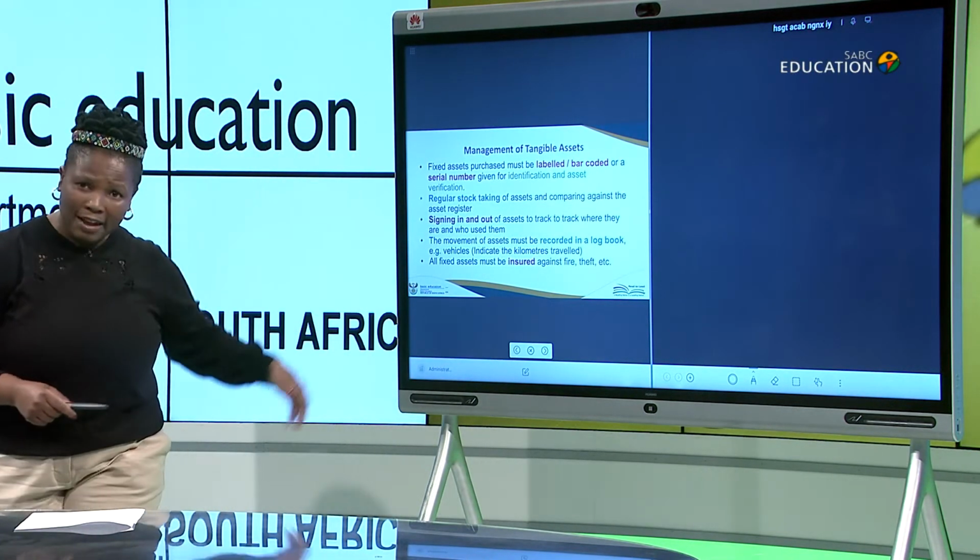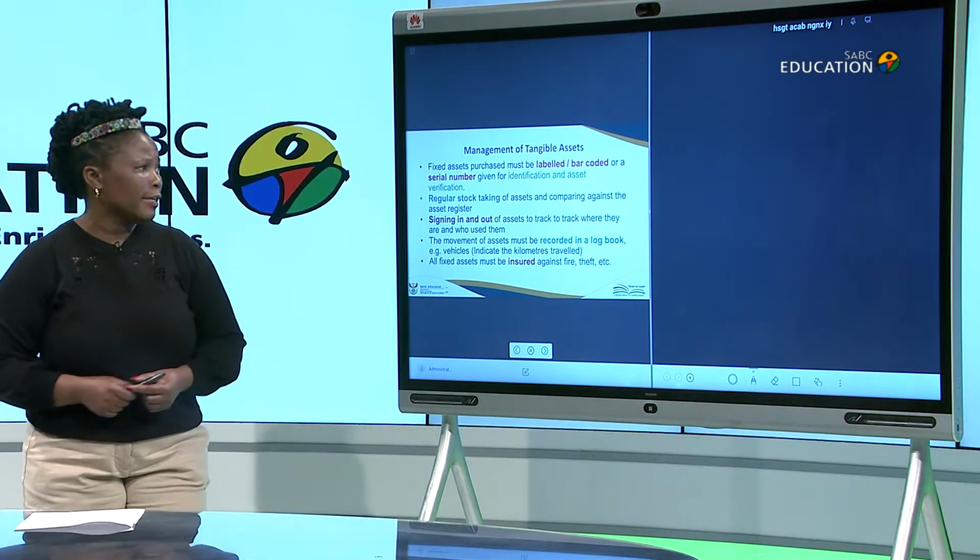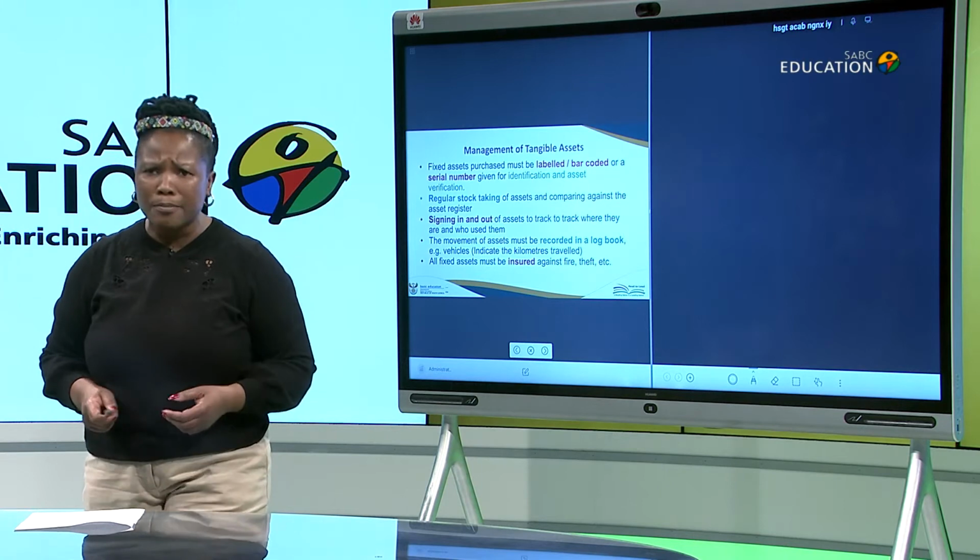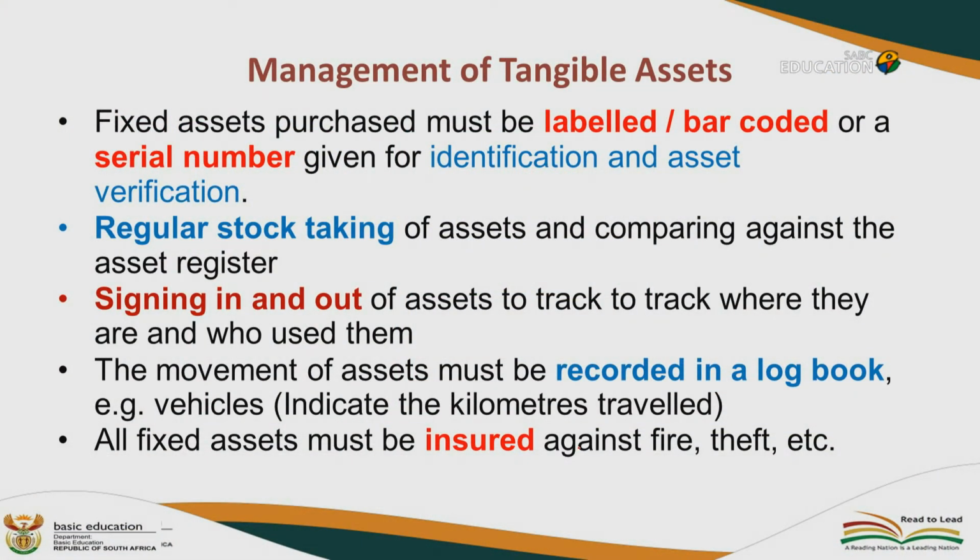We still have more tangible assets that we have to look at. We said earlier they must be barcoded, they must be labeled, they should have serial numbers, and this is going to help anybody who verifies to identify those assets. And there must be regular stock taking of assets, meaning that the physical, the actual assets should be compared against the asset registers. And they need to be signed in and out so that you track the movement of assets.